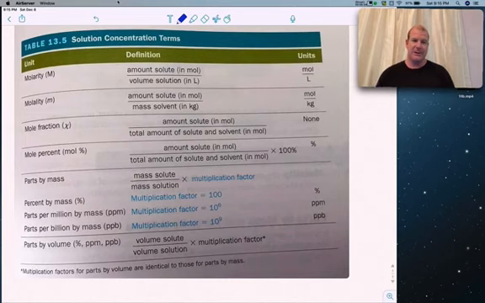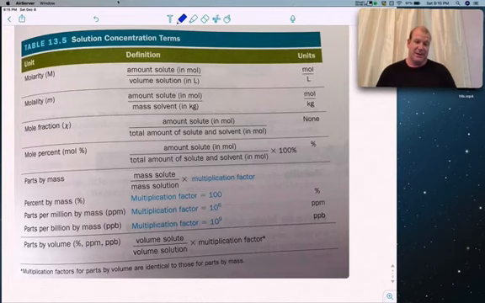Molality is moles per kilogram. Mole fraction is the number of moles of whatever over the total number of moles. Mole percent is just a mole fraction times 100. Parts by mass is the mass of whatever you're looking at over the total mass, multiplied by something. If it's a percent, it's times 100. If it's parts per million, it's times a million. If it's parts per billion, it's times a billion.